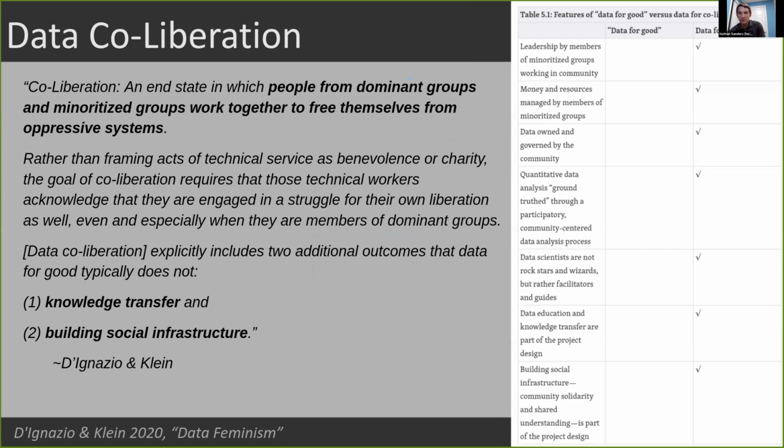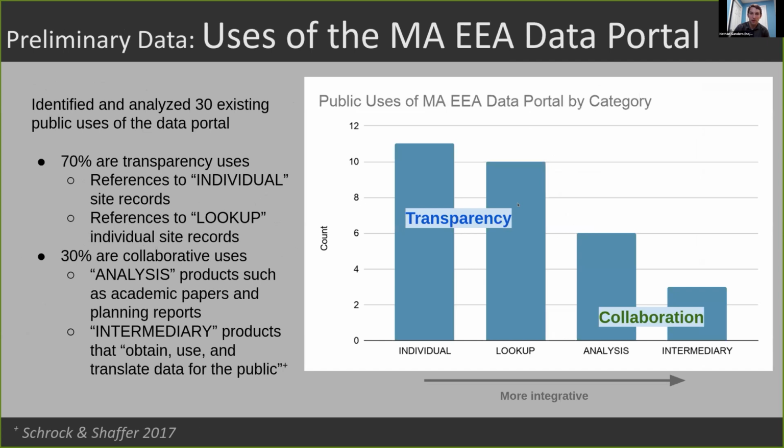The main difference is that data for collaboration is all about empowering disempowered communities. It's about transferring knowledge and building social infrastructure, and it's not just about serving communities using data or helping them or finding conclusions on their behalf. So I'm interested in how open data portals can fit in this data collaboration model.